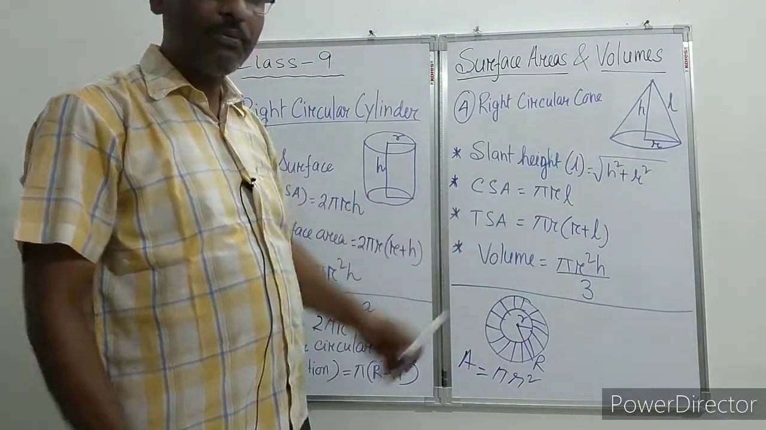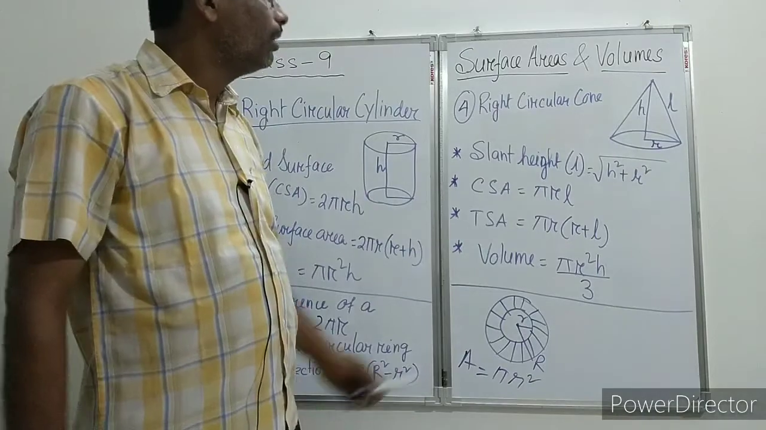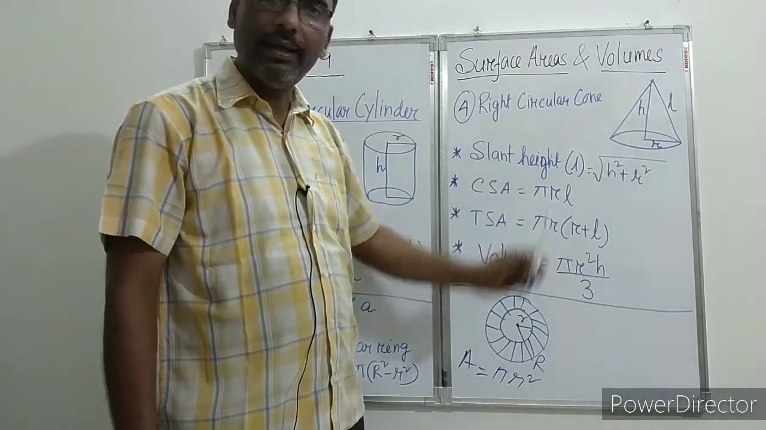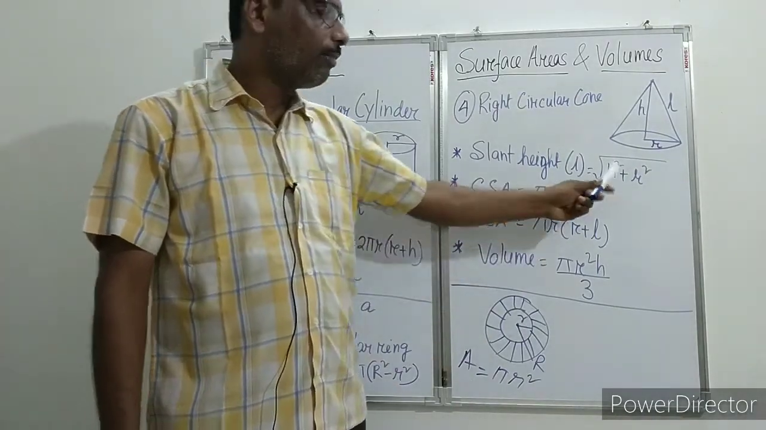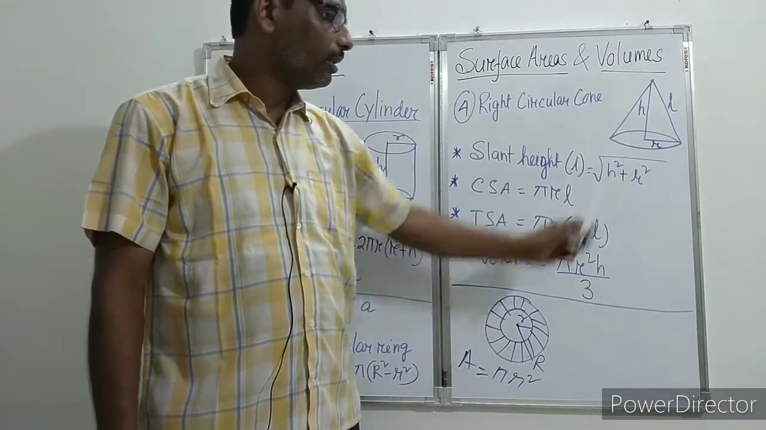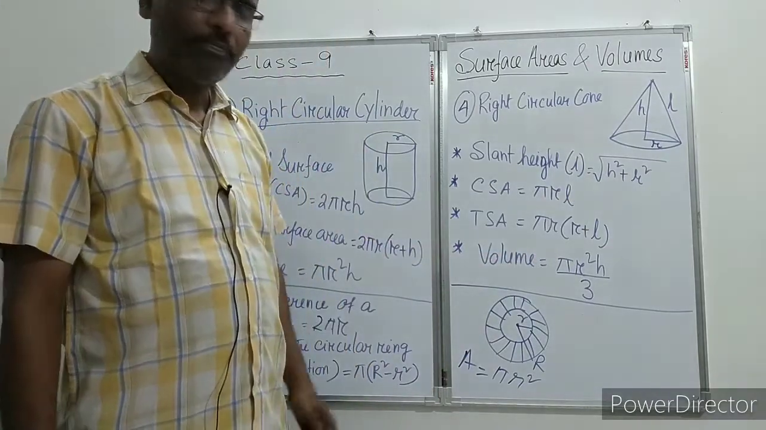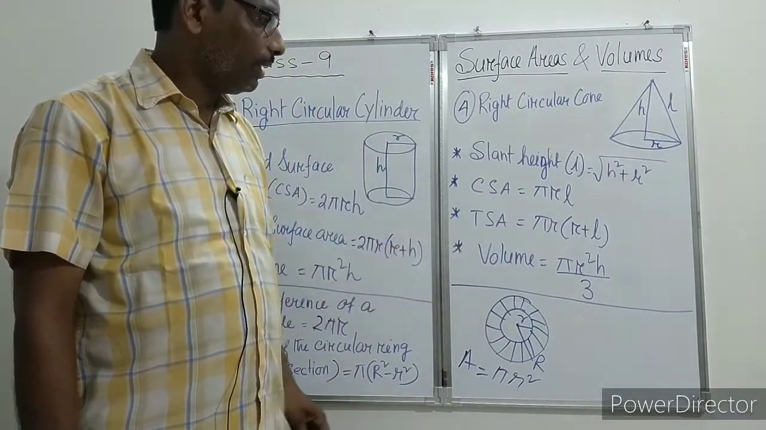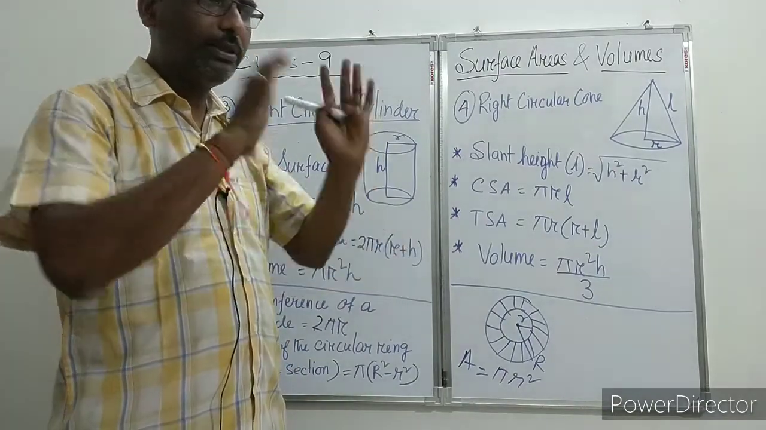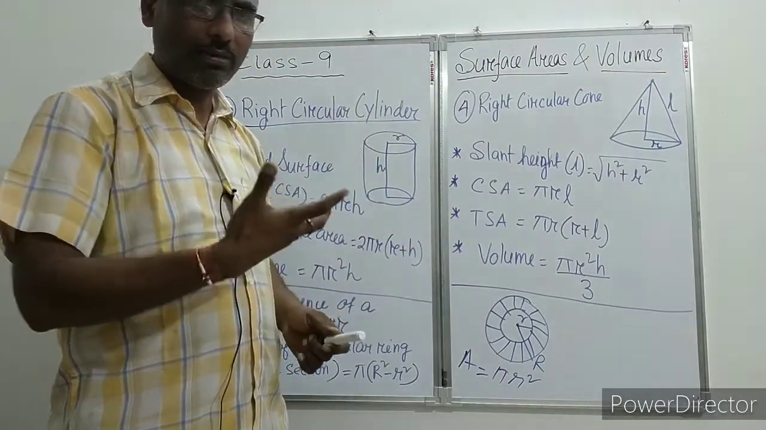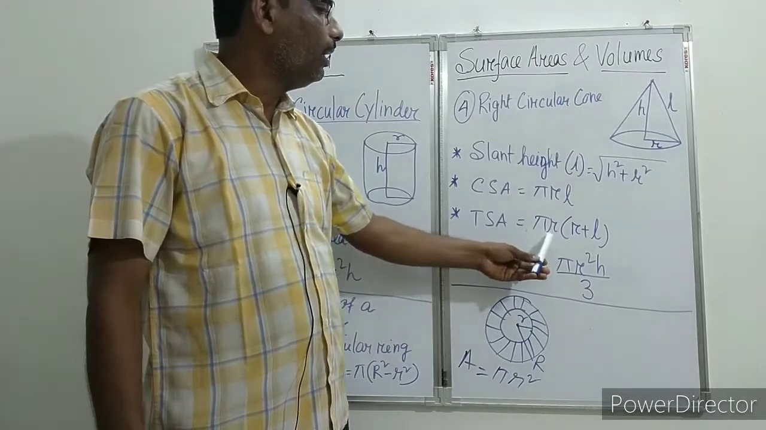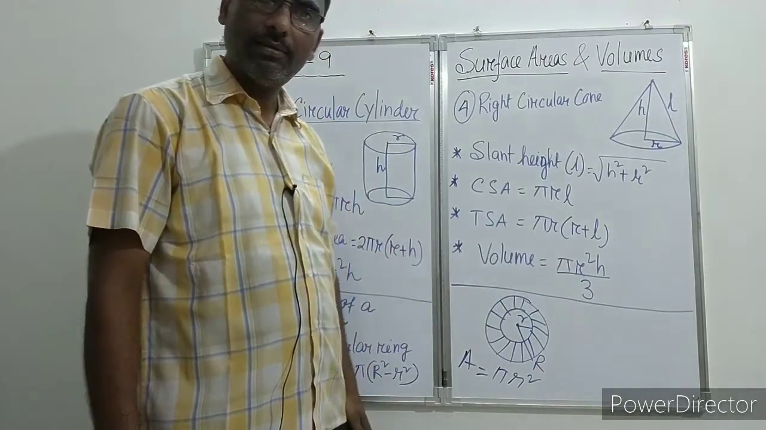Then comes curved surface area, side areas. Formula is pi r L. If L is not given, you have to find the L by using this formula. Then total surface area. Total surface means curved plus the base area, circular base area. So pi r into r plus L.